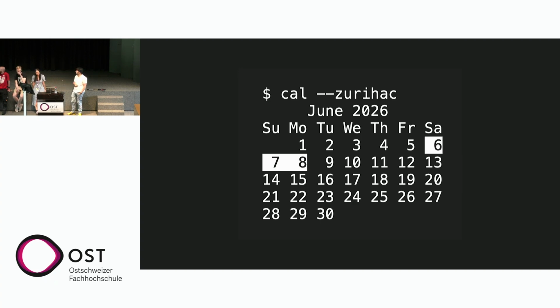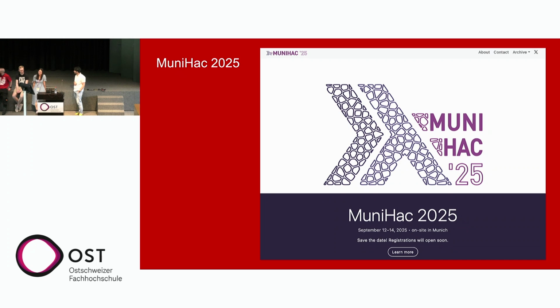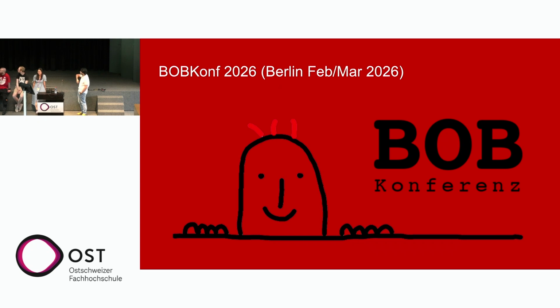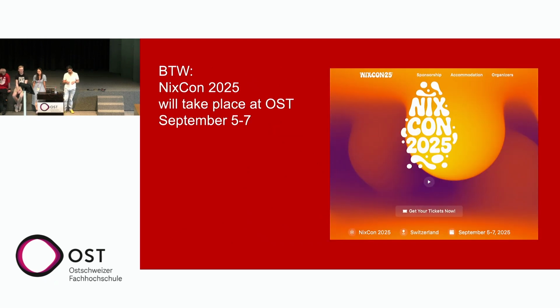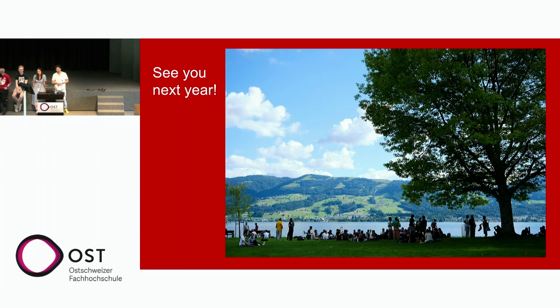Cool. Okay. I guess most of you are wondering, what do I do in the meantime? There are a few things lined up. There's ZuriHac 2025. Are the organizers of ZuriHac here? Oh, okay. Then there's also BobConf in February or March of next year. It'll be announced in October, November of this year. And by the way, NixCon 2025 will also take place here at the Rapperswil campus this year in September, the first weekend of September. So we all look forward to seeing you here then, or maybe even earlier for NixCon. See you next year. Have a nice time. Thanks.